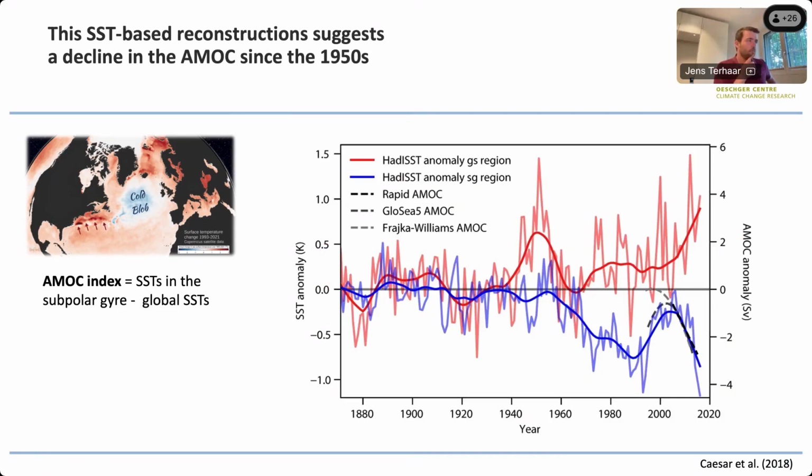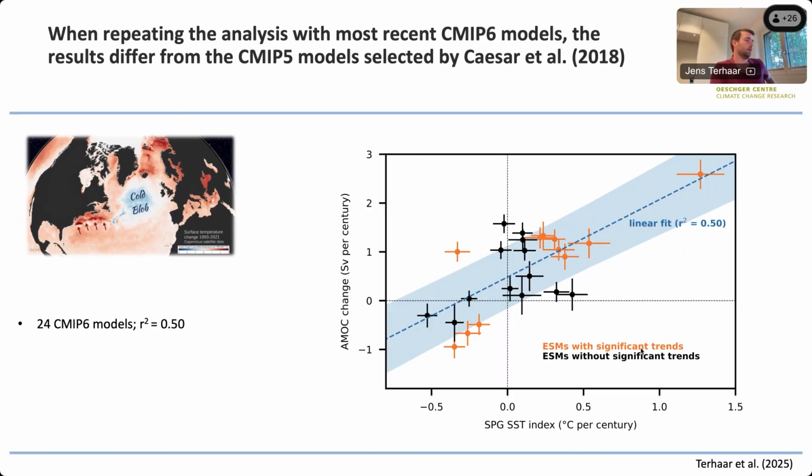In our study, we repeated the same analysis with the CMIP6 models, and it looks like this. First, you can see that the R squared is much weaker, at 0.5. Before, it was an R of 0.95, so an R squared of around 0.8-something. So the relationship is much weaker in the CMIP6 models, and compared to the linear fit from the CMIP5 models, which you can see here, it is not only weaker but different.